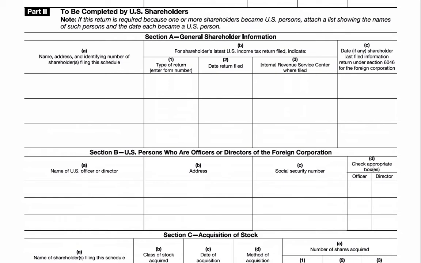Just as Part 1 had U.S. officers and directors tattling on U.S. shareholders, Part 2, Section B, has U.S. shareholders tattling on U.S. officers and directors.